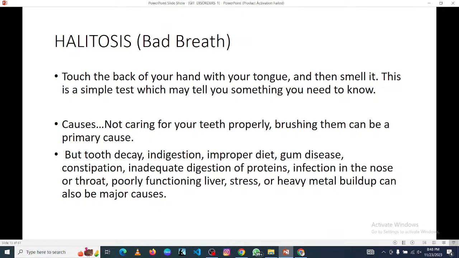So halitosis is bad breath. Halitosis is bad breath, and we said constipation, bad breath is just a symptom, or it's a sign of poor or unhealthy gut. It's a sign of an unhealthy gut.